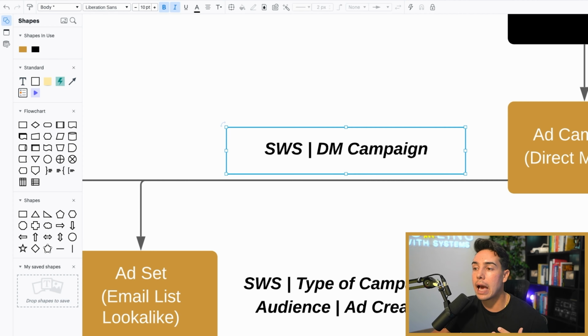Okay. Now we add the SWS beforehand because, like I said, most of the time when we work with our clients and help them scale their businesses, they already have 400 campaigns and ads in there. So we like to add the SWS in order for us to better be able to identify our campaigns easily when we're helping them manage it.